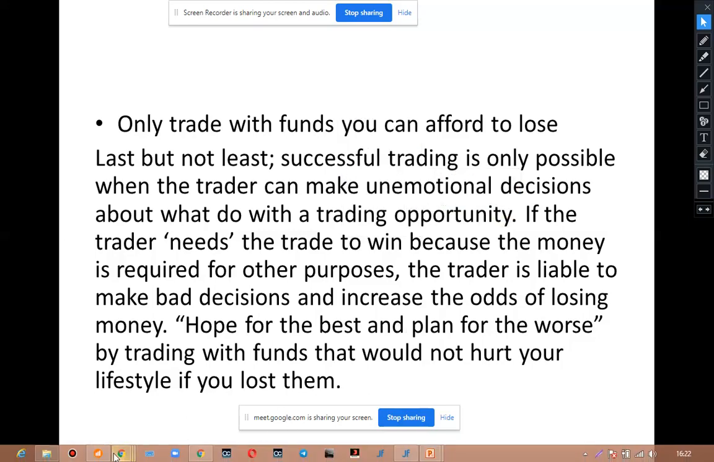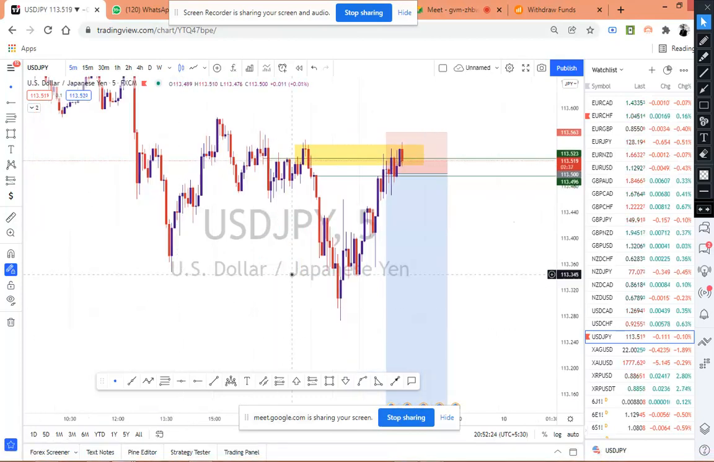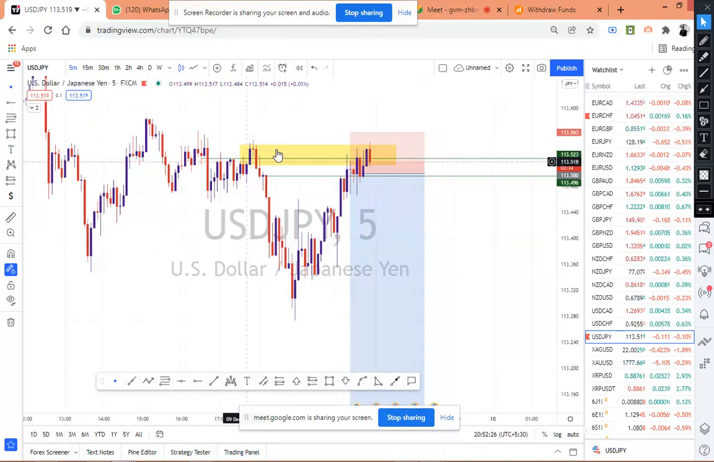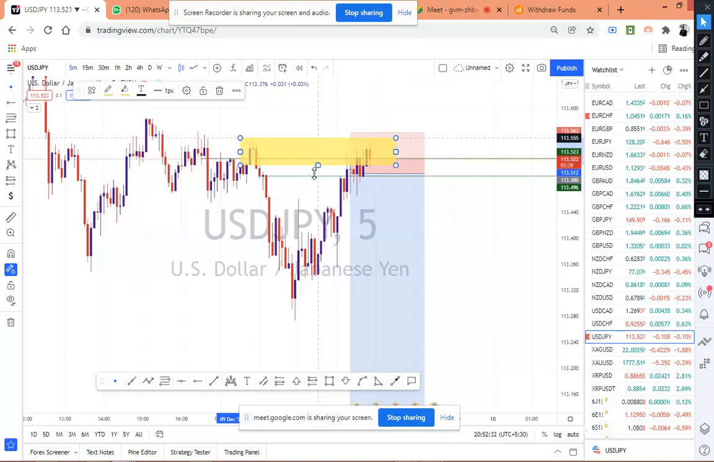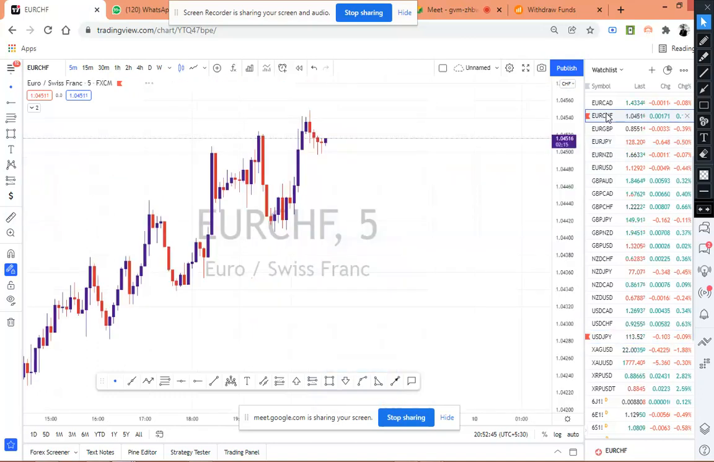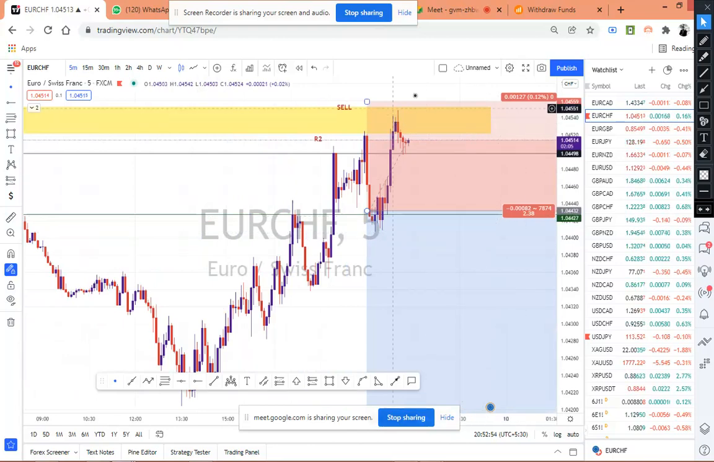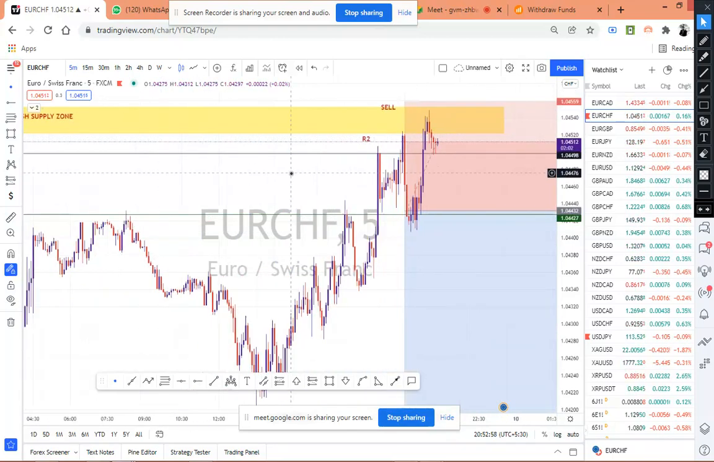And even though I didn't lose big money. Okay, you can see USDJPY has come back again to the resistance, to the supply zone, and it's still ranging at the supply zone. Let's see Euro CHF. Okay, it's almost at its stop loss, but it's still at the supply zone.